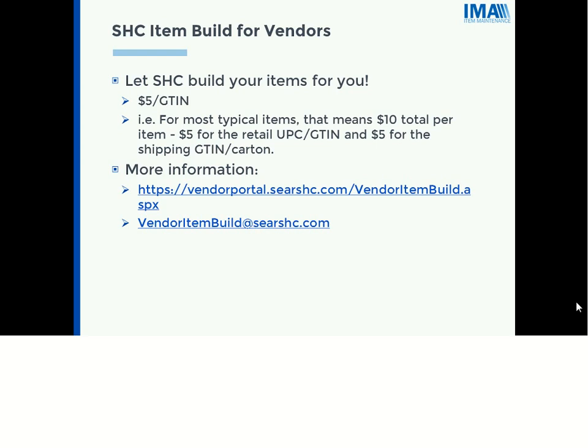So we do have another option for you. You can let SHC build your items for you. It's $5 per G10. So for most typical items, that means it's going to be $10 total per item, $5 for the retail UPC, and $5 for the shipping G10. If you would like more information about that, I did provide a link as well as an email address. I don't actually work with the SHC item build, so it's separate from me, but I did want to provide that for you in case that's something you're interested in.